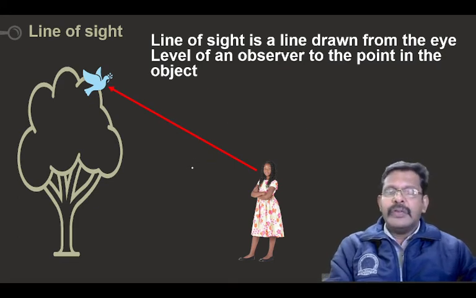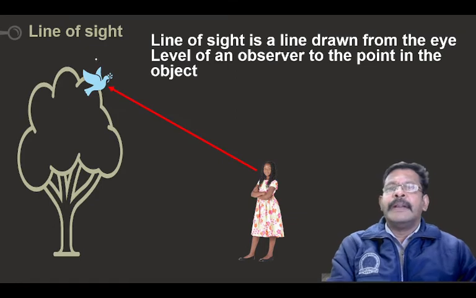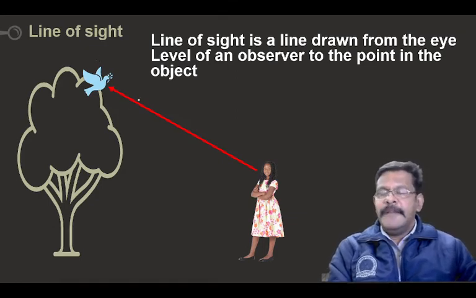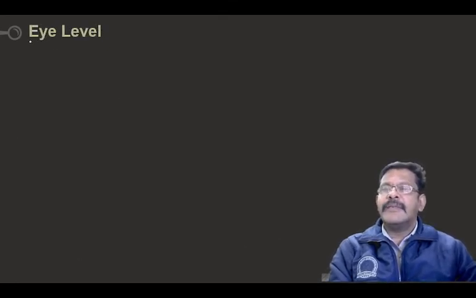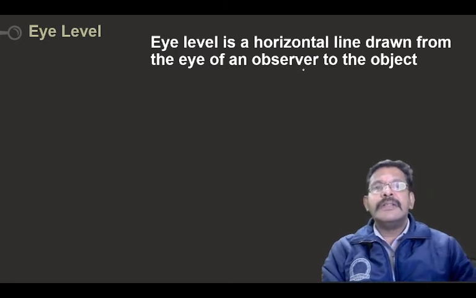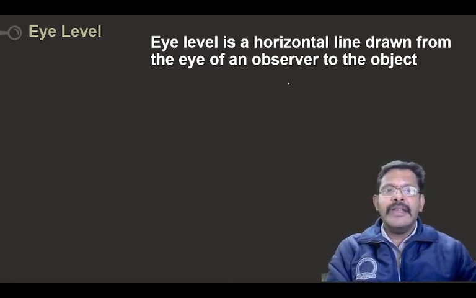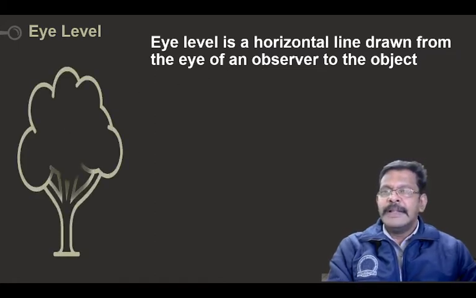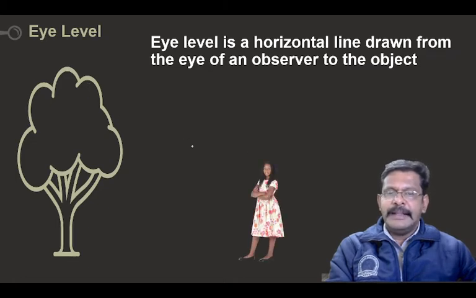Now we are going to study two important things while we are doing heights and distances in trigonometry. The first one is what is called the eye level. The eye level is a horizontal line drawn from the eye of an observer to the object. Not like the previous one. I'm going to explain with the same example here. There is a tree and there is a girl, right? And there is a bird here.